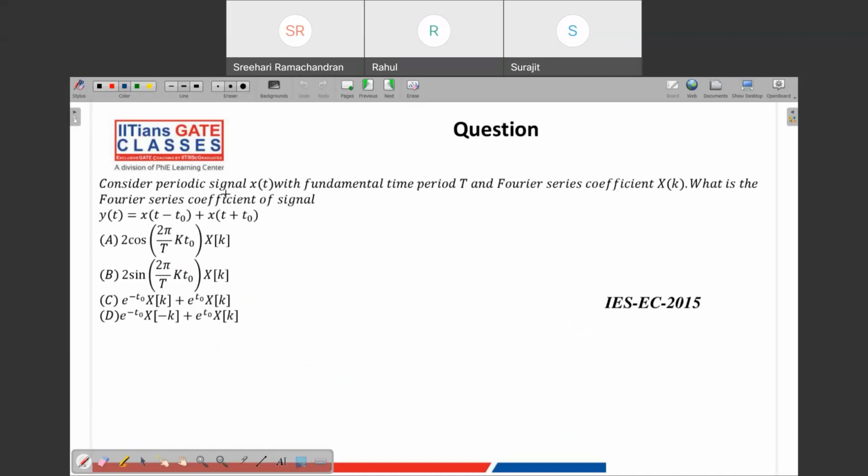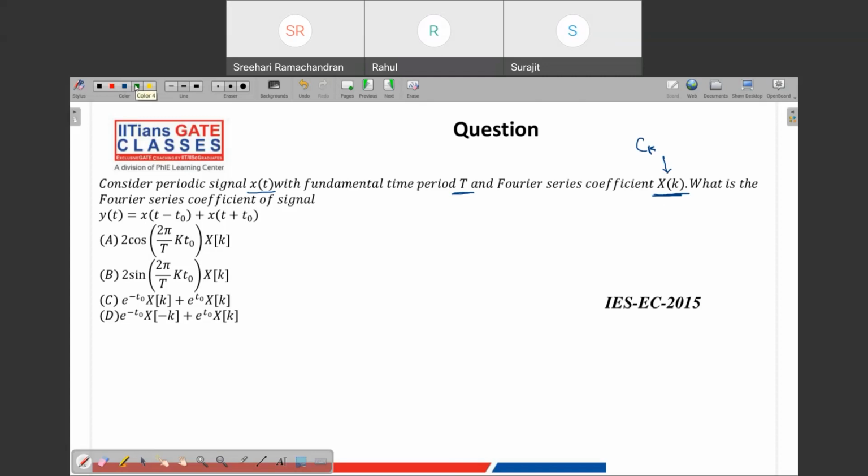Let's say we have a signal x(t), its fundamental time period is capital T and its Fourier series coefficient is x_k. It is the same as what we have been seeing as c_k. Now we need to find out what will be the Fourier series coefficient of this signal. Here we have x(t minus t naught) and x(t plus t naught), and we need to find out the Fourier coefficient of these.